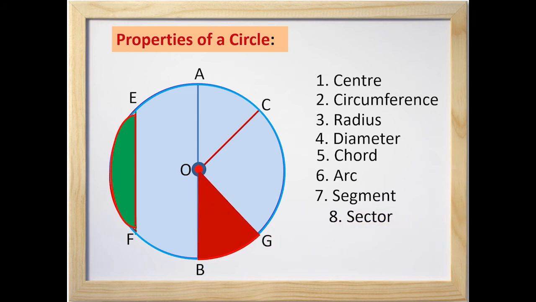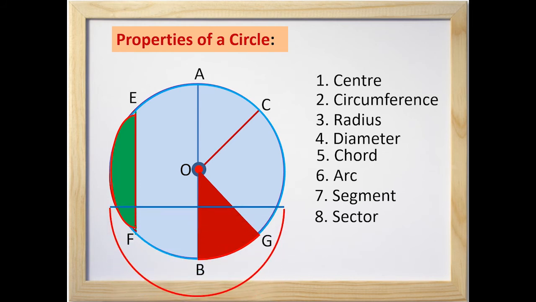The next point we are going to learn is called the sector of the circle. Now, what is a sector? The sector is the area enclosed in between two radii, here we are having OB and OG. Understood? So the area enclosed in between two radii and an arc of the circle is called the sector of the circle.